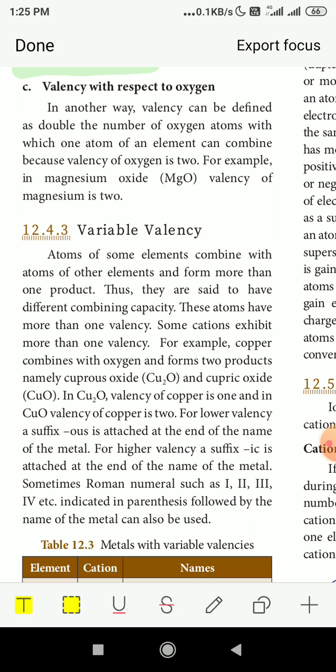So we have studied valencies with hydrogen, valencies with oxygen, and valencies with chlorine. With hydrogen it will always be 1, with oxygen it will be 2, and with chlorine again it will be 1. And if a suffix or Roman numeral is added to the name of that element, that number will be the valency. Okay, I think you must have understood what valency is and what the different types of valencies are.